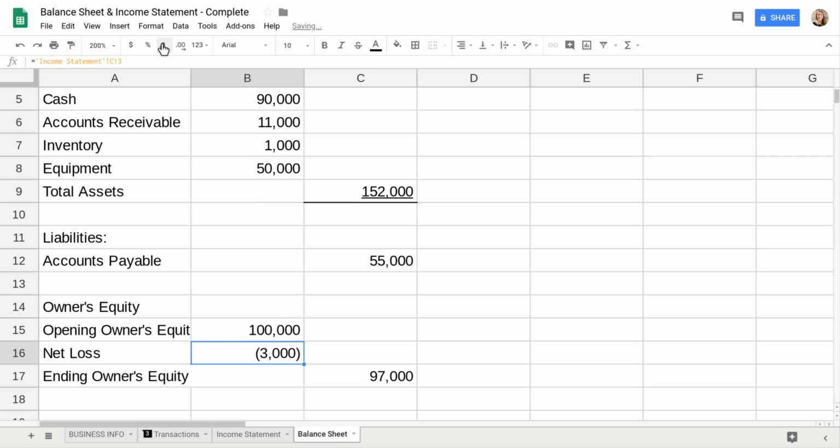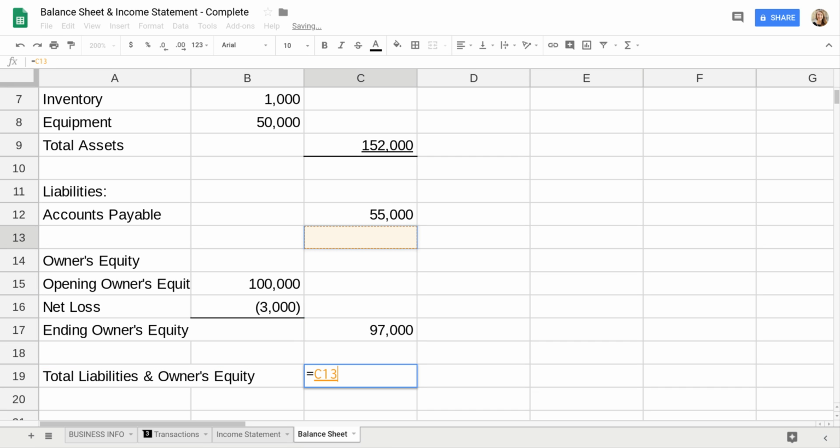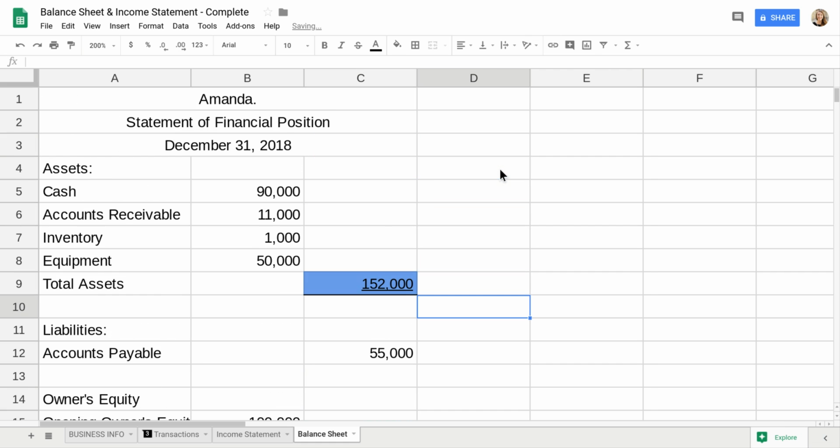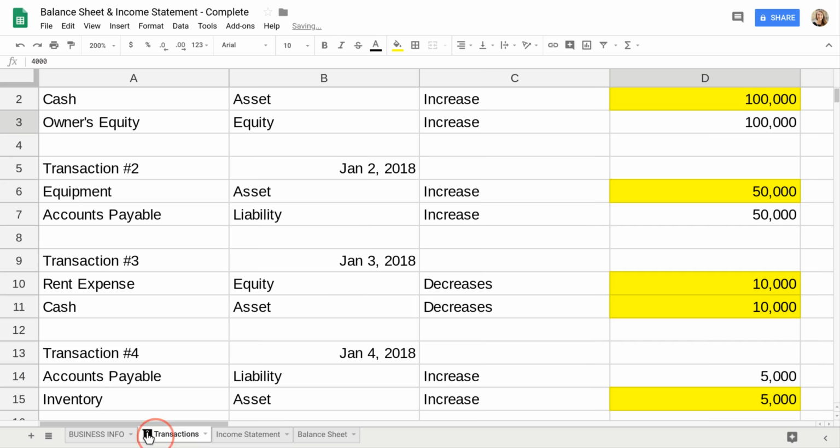Notice that has 2 digits there. I'm just going to get rid of those using this handy dandy button up here. Ending owner's equity. And then our total liabilities and owner's equity is equal to our accounts payable plus this, which you will notice balances. Okay, so it balances with my total asset. These 2 numbers here that I'm highlighting in blue, they equal each other. We have a nice statement of financial position here. Everything balances. We have a nice income statement, although we lost some money, and we have some transactions.